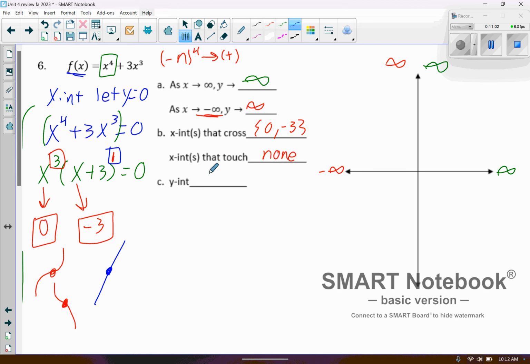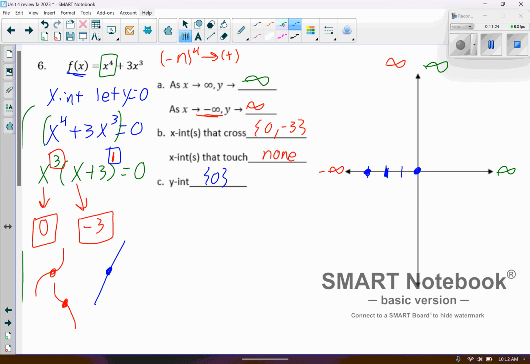Once again, my y-intercept is just going to be at 0 right here, because if I plug in 0, those go to 0. So let's go ahead and plot those x-intercepts. I've got one at 0, and then -1, -2, -3. There we go. So I've got one right here.